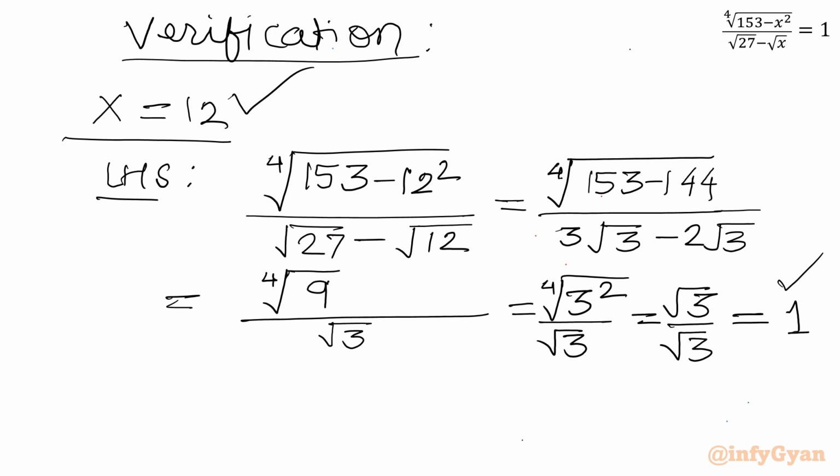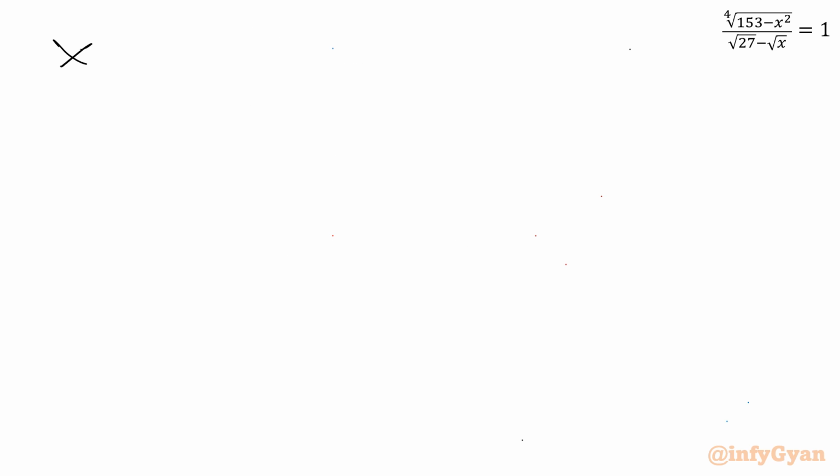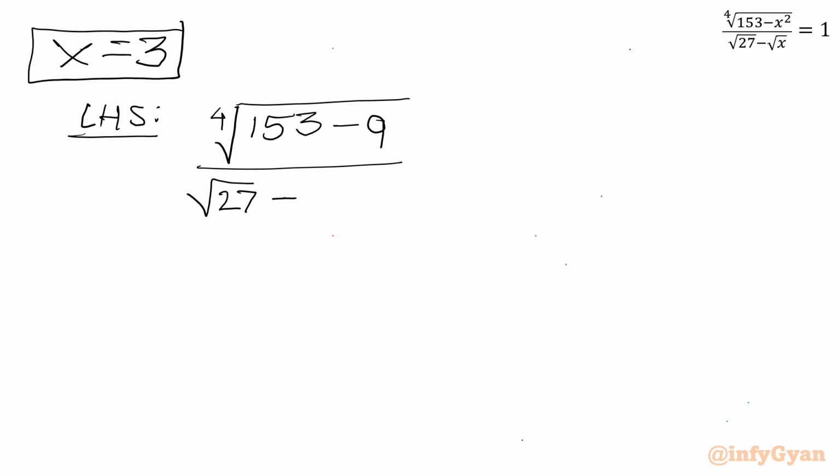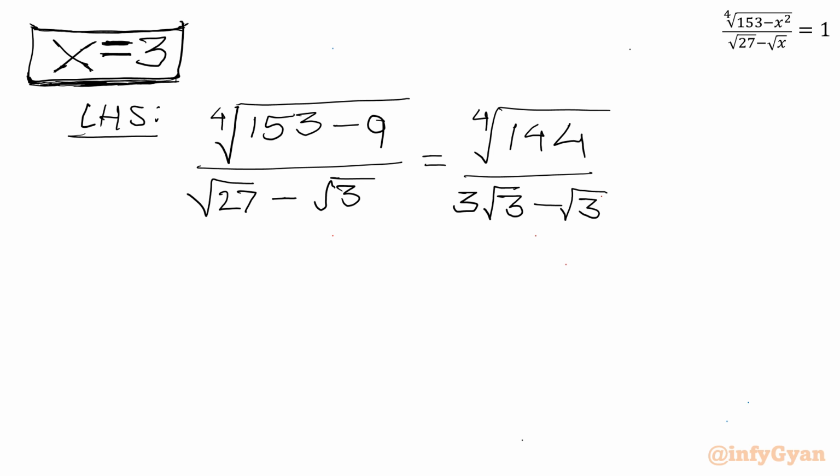Let's verify the second solution, x is equal to 3. I will write x equal to 3. Now LHS. So I will be writing 4th root of 153 minus 3 square, let me write 9, divided by root 27 minus root 3. Further I can write 4th root of, this will become 144. And denominator I can write 3 root 3 minus root 3. Now 144 we can write it is 12 square. So 4th root of 12 square divided by 2 root 3.